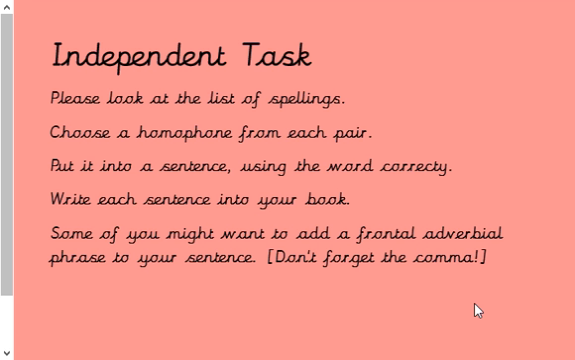Okay, so I'm going to leave you there with it. Please feel free to share a picture of your spelling sentences if you wish to. It'd be great if you could, because I can have a look at it. And if there is something that's not quite right, I can always talk to you about it or give you some feedback.